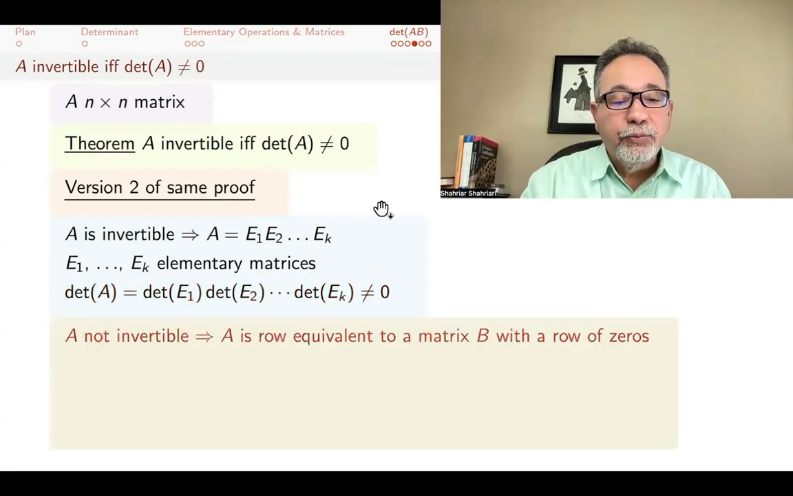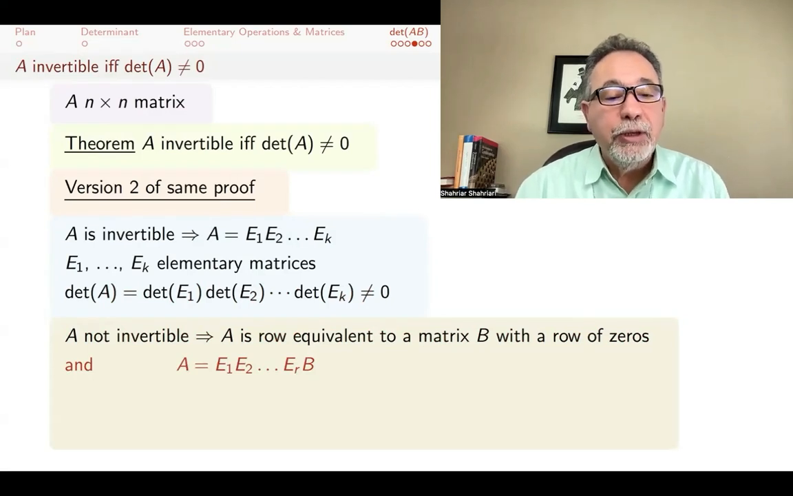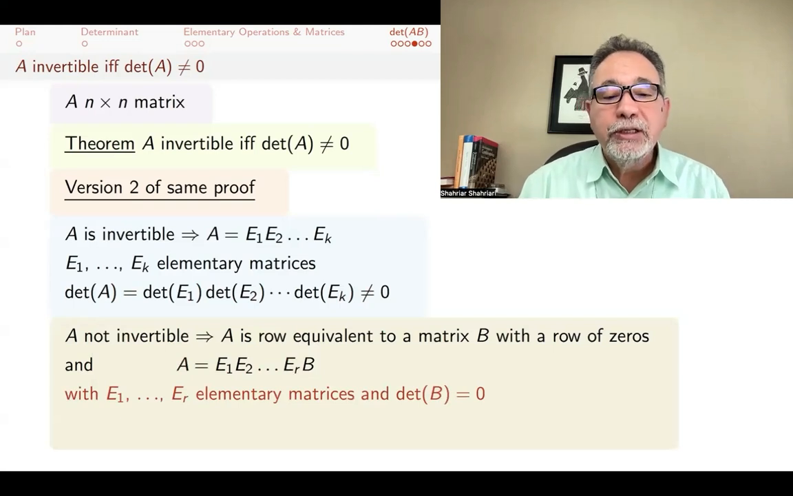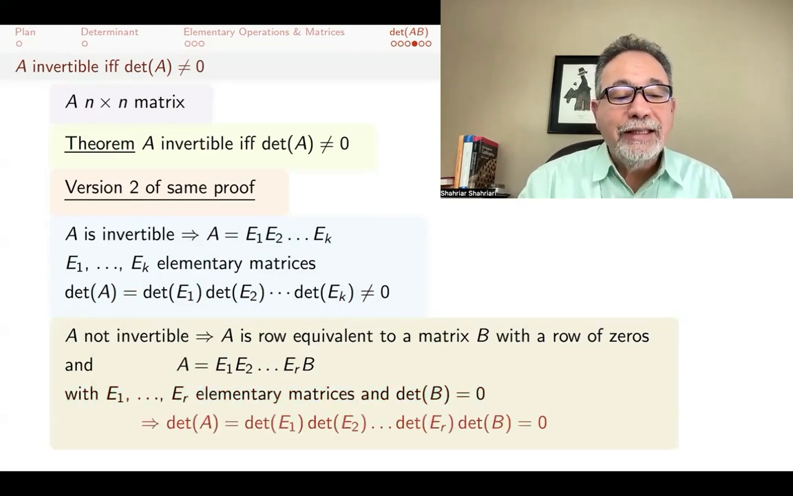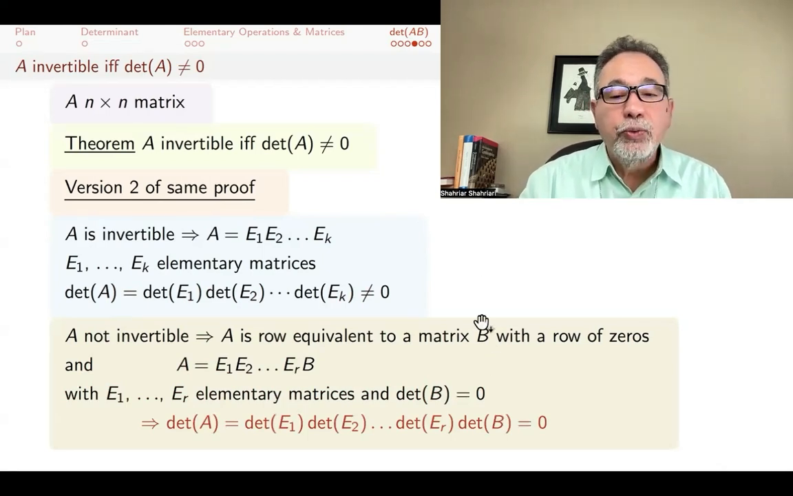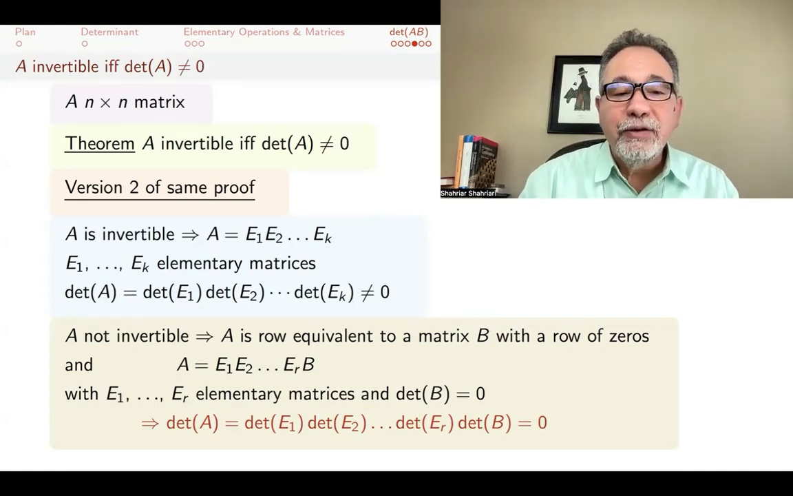If A is not invertible, then A is row equivalent to a matrix B with a row of zeros. That means you can start with B, do elementary row operations and get A. And instead of that, you can say you start with B and multiply by elementary matrices and you get A. And we know determinant of B is 0 because it's a matrix with a row of zeros. And so the determinant of A is now a product of those. And because determinant of B was 0, you get a 0. And so we have the second way of writing the same proof about why A is invertible if and only if the determinant of A is non-zero.